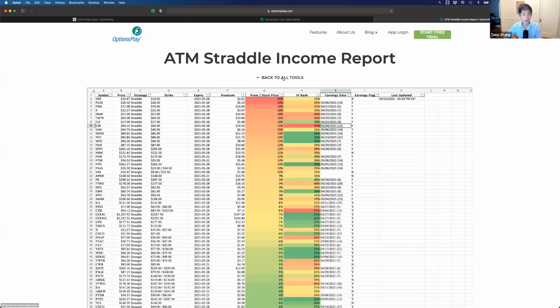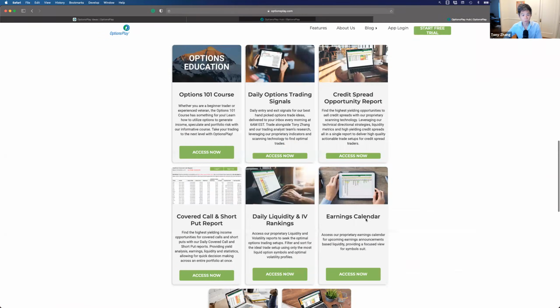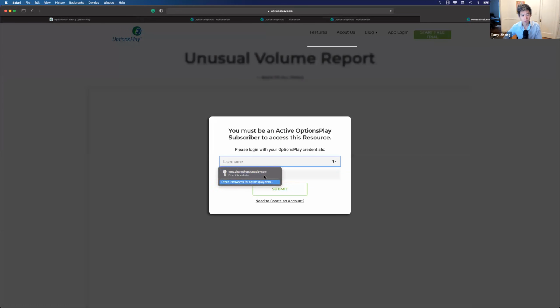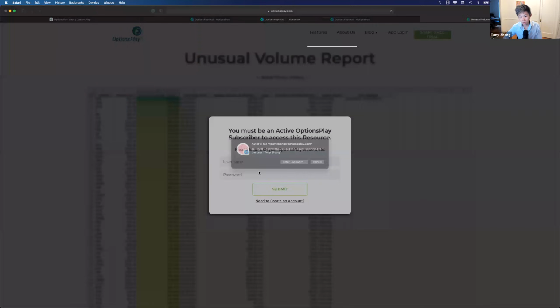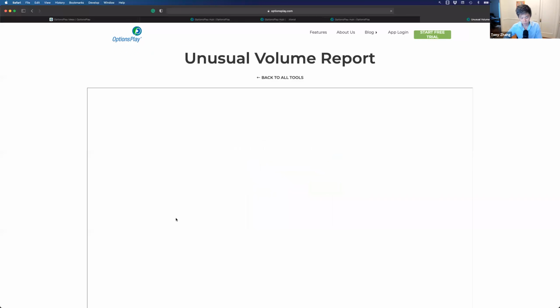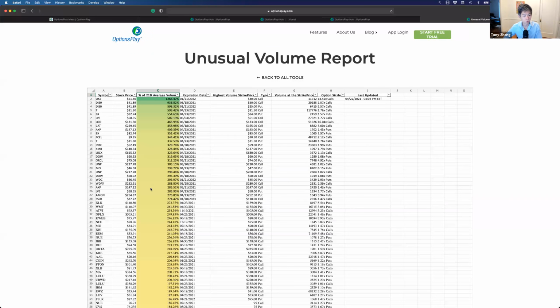Can you view unusual options activity in your platform? We also do have that in our Hub. You can go to unusual volume report. You can see which stocks are currently reporting unusual volume. We actually sort it based on liquidity, and we sort it based on which symbols have the most amount of unusual activity.